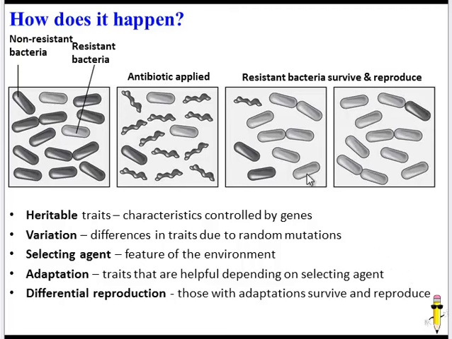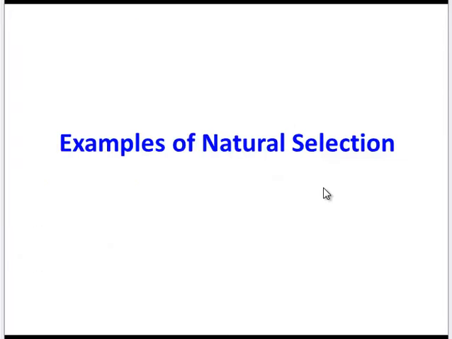And finally, we have differential reproduction. Organisms with the adaptation are better able to survive and reproduce, and thus pass on their adaptations to the new generations. And that is selection in a nutshell. So let's take a look at some examples of natural selection.